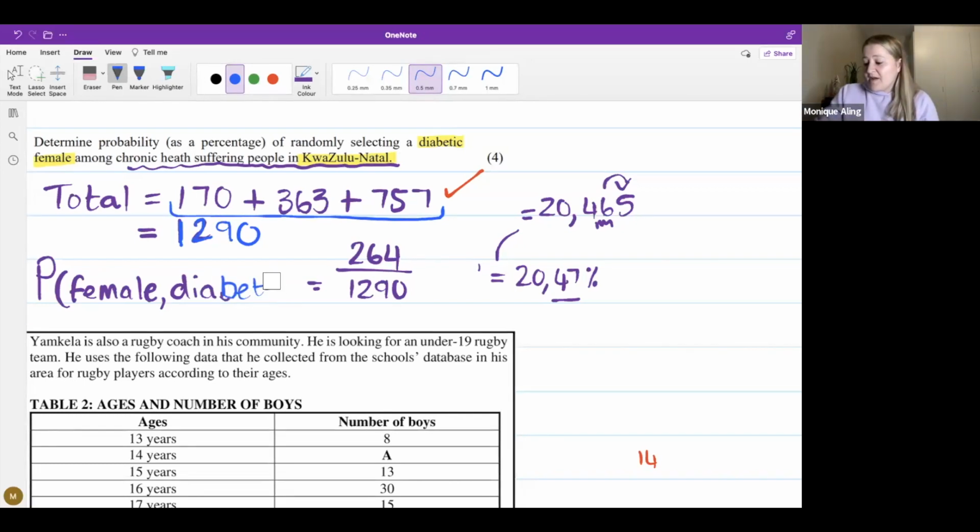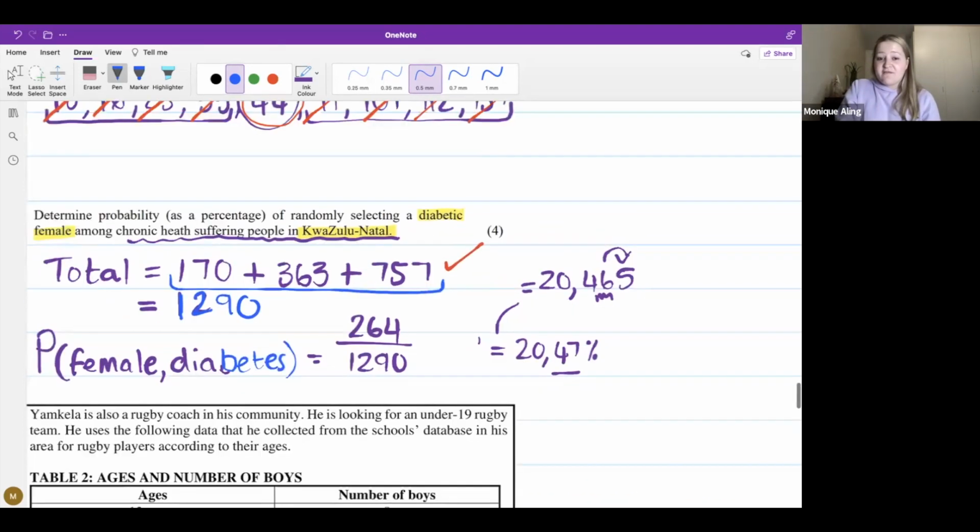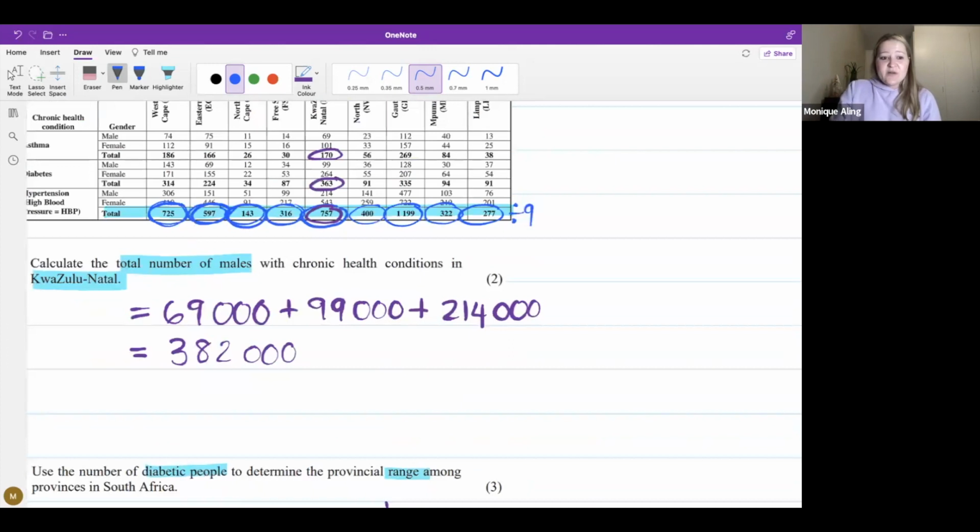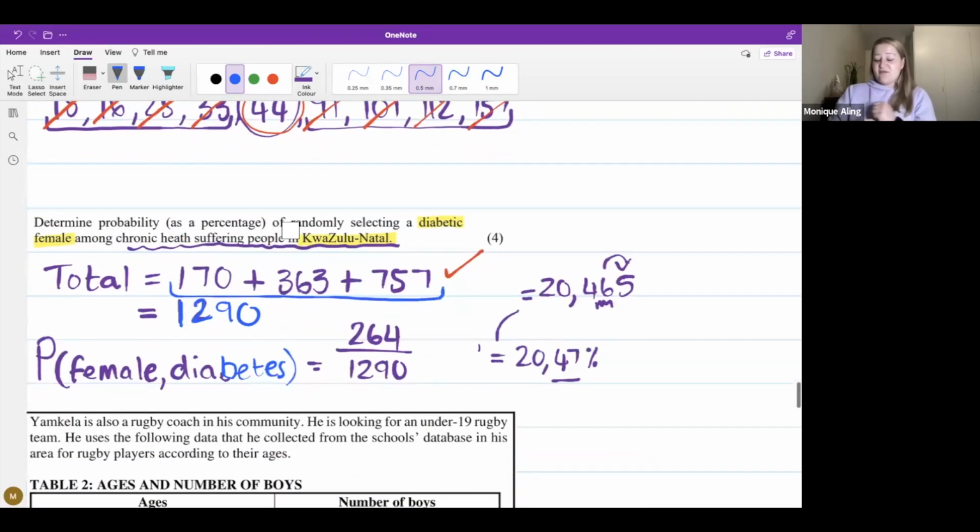So that's the total number of people that are sick, but we want to know specifically what are the chances of choosing a female with diabetes. So I went and found the number of females that have diabetes, which is 264. We always take what we're looking at over the total. So it's 264 over the total, looking at the chance of choosing a female with diabetes over the total number of people that are sick. And because they want a percentage, I times by 100.